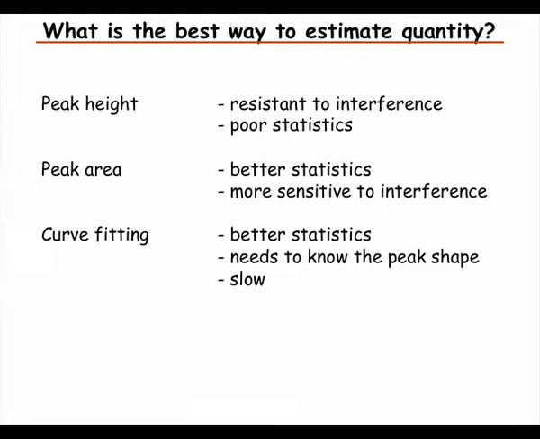outliers. Then we have peak area, which gives better statistics because we average over more points, but it's much more sensitive to interference, and much more sensitive to how we choose where the peak begins and ends. And then curve fitting would be good because we use the whole shape of the peak, but we do need to know the peak shape and it's slow. So usually people choose between peak height and peak area. For most practical purposes, it probably doesn't make a big difference because they have their drawbacks and advantages.